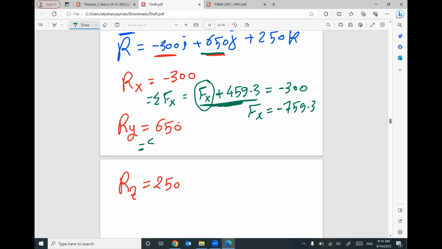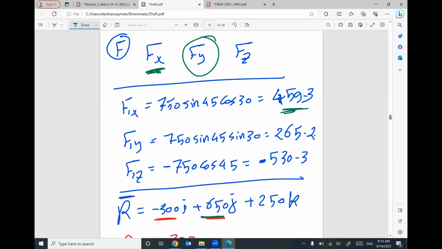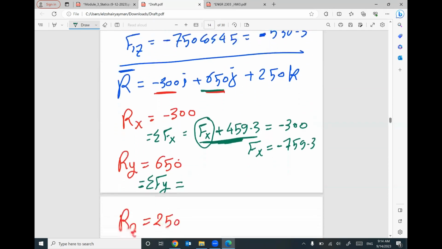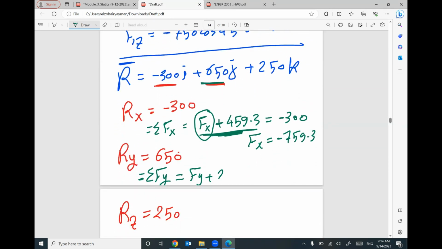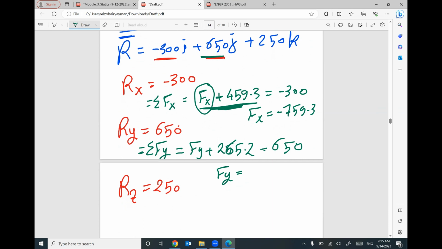Keep in mind, the y component is given this value. Ry originally equals the summation of all y components. So we have this y component, which is assumed, and we have this y component, 265.2. So Fy plus 265.2 equals 650. So I can figure out the y component of the missing force. It will be 384.8.